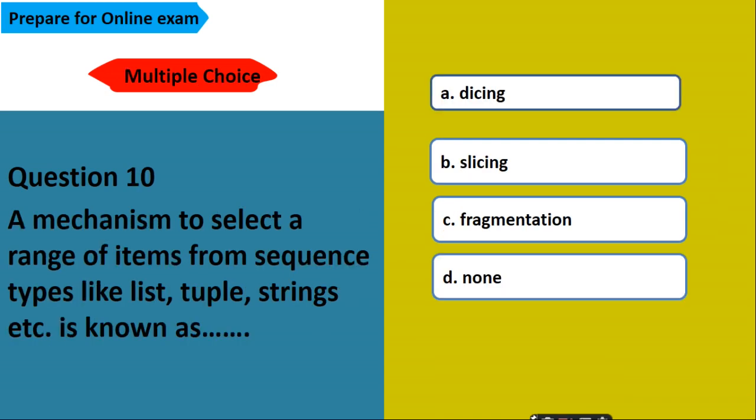A mechanism to select a range of items from sequence types like list, tuple, strings, etc. is known as dash. Here we are selecting a range of items from the sequence. The sequence may be a list, tuple, string, etc. And the correct answer for this is B, slicing.